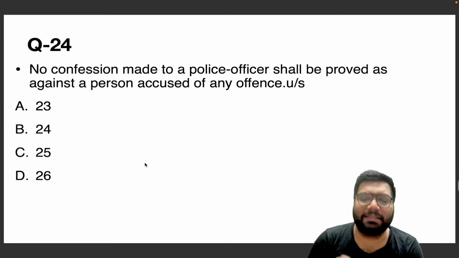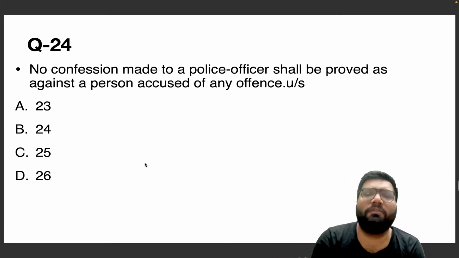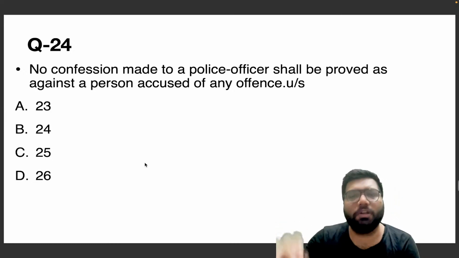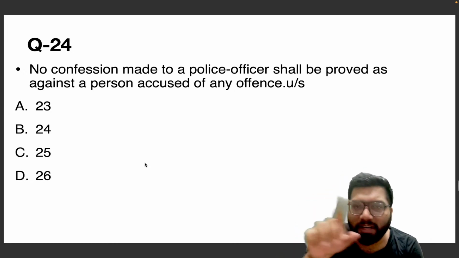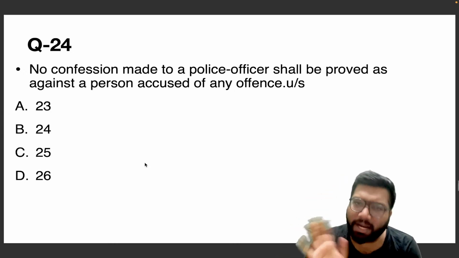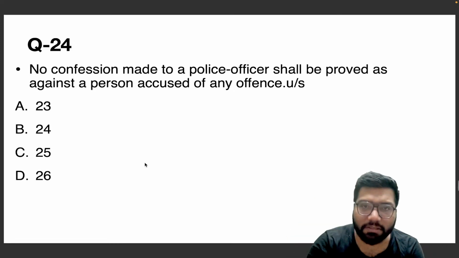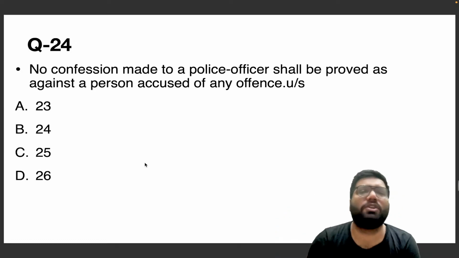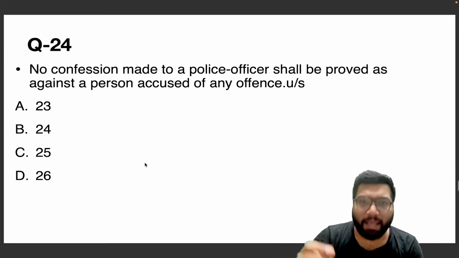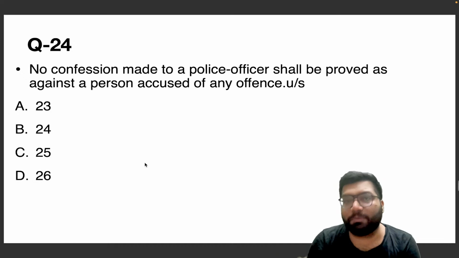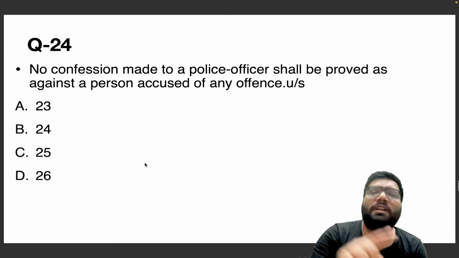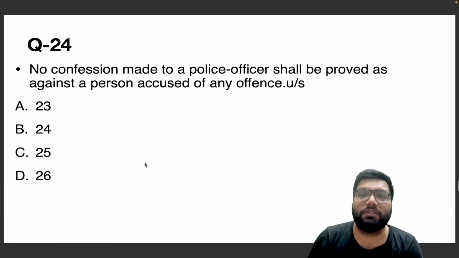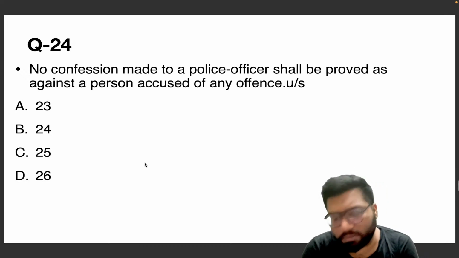Section 25 says if someone is confessing in front of a police officer, there is no evidentiary value of that confession, right? This is what section 25 is. Now my question is, is there any exception to section 25? Which means, if you are saying yes, there is an exception, it means that if someone is confessing in front of a police officer, that will be treated as evidence. I hope now it's clear. Now do answer. Are there any exceptions?